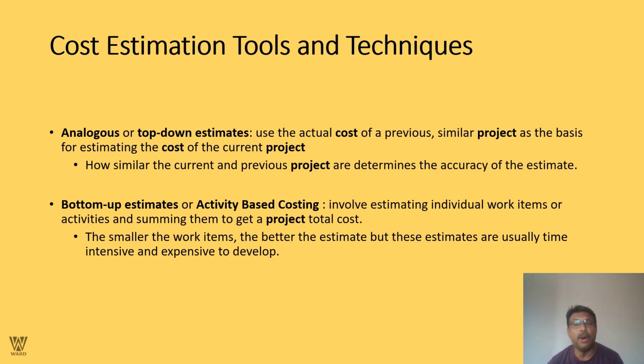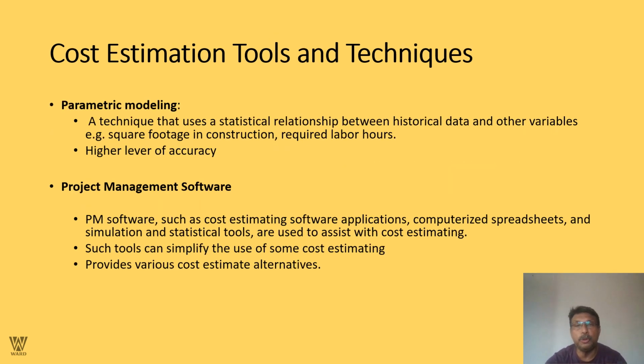Bottom-up estimating or activity-based costing involves estimating individual work items or activities, summing them to get a project total cost. The smaller the work team, the better the estimate. But these estimates are usually time intensive and expensive to develop too. We're talking about parametric modeling. Now, what are we talking about?